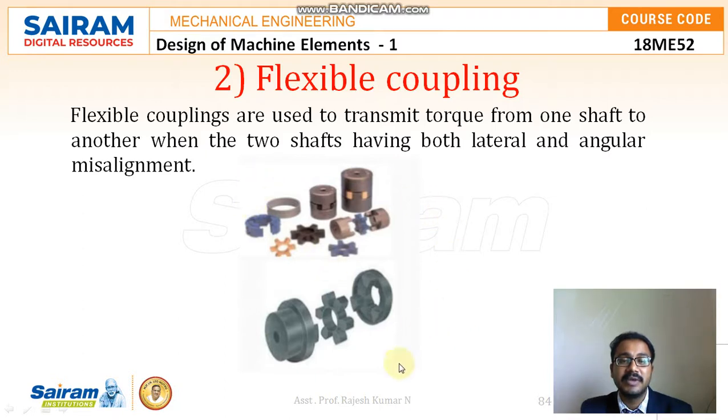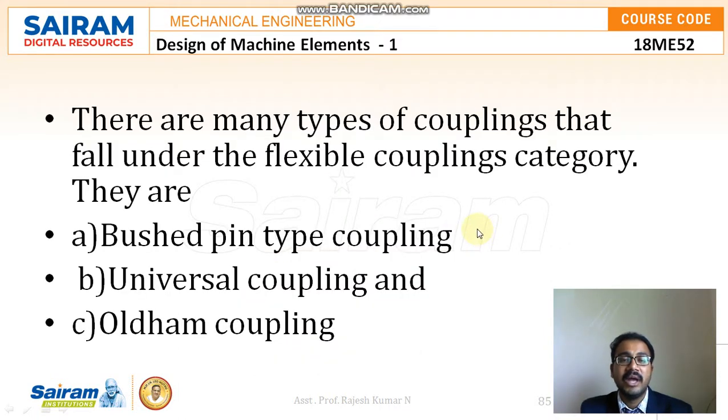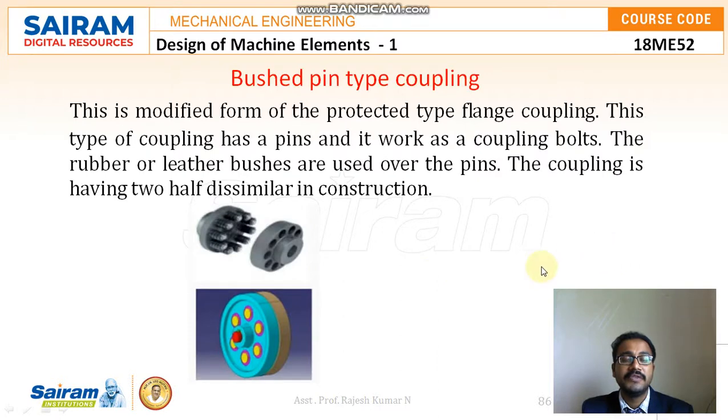Here in the images, we can see some pictures of the misalignment and different angle lines. All of those things we can see here, along with the different types of flexible couplings: bushed pin type, universal coupling, and Oldham coupling. These are the different types of flexible couplings. First, we'll discuss the bushed pin type coupling.